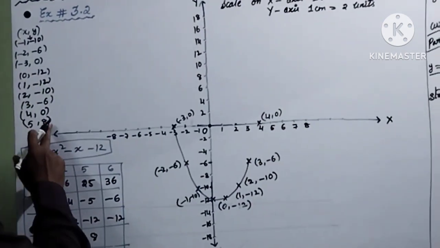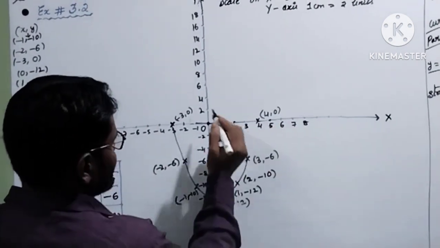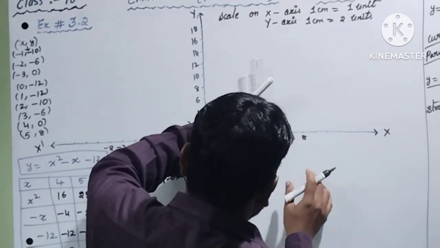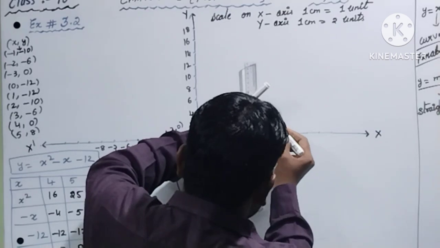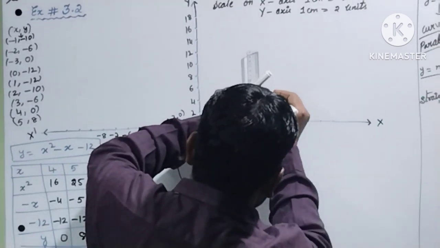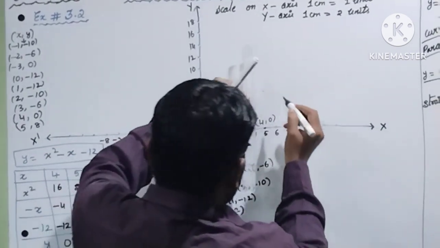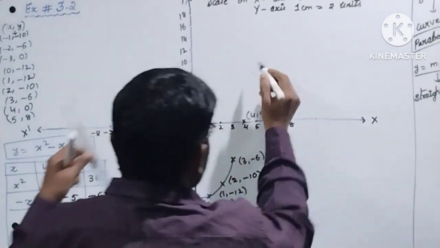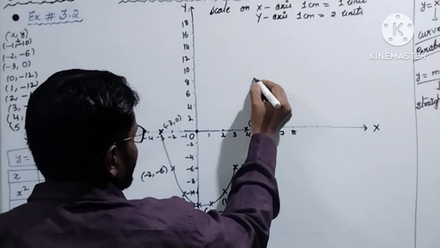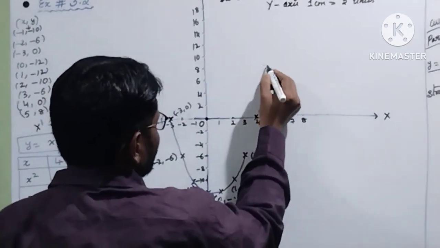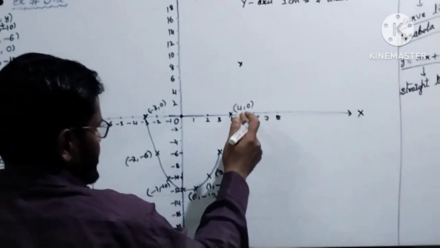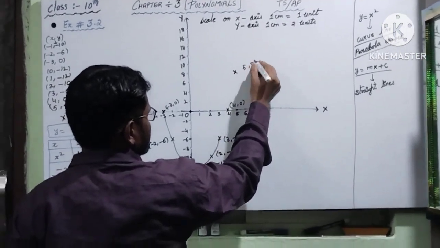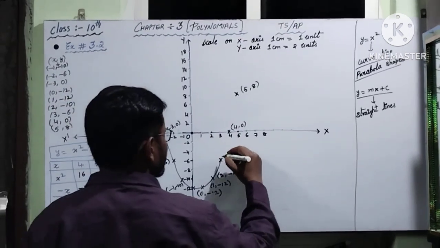The next point is what? 5 comma 8. The x value is 5 and the y value is 8 here. Okay, 5 comma 8. So let's see. 2, 4, 6, 8 here. Now this is 5 and this is 8. So this is 5 comma 8. Now join this one also.